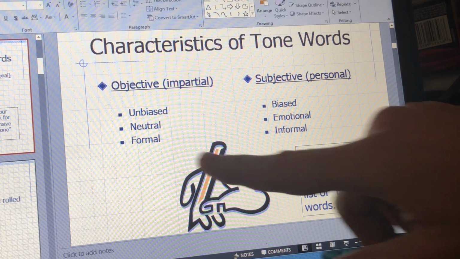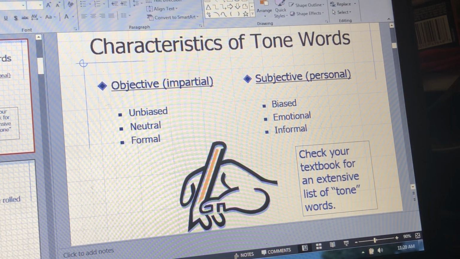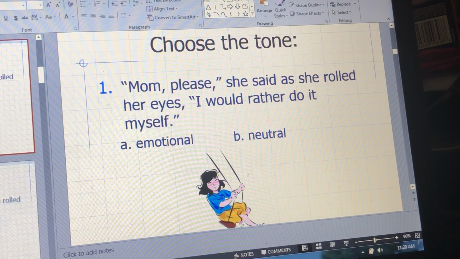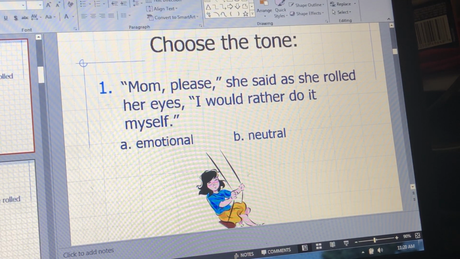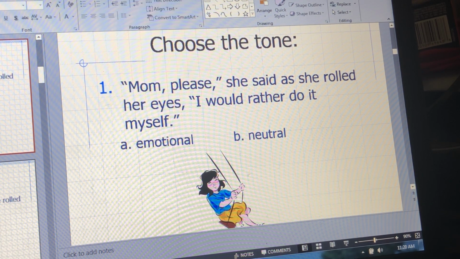So we'll look at the difference between these two and show how it affects tone, and that may help you discern an author's purpose. Okay, so read this sentence and try to figure out if it's neutral or emotional.